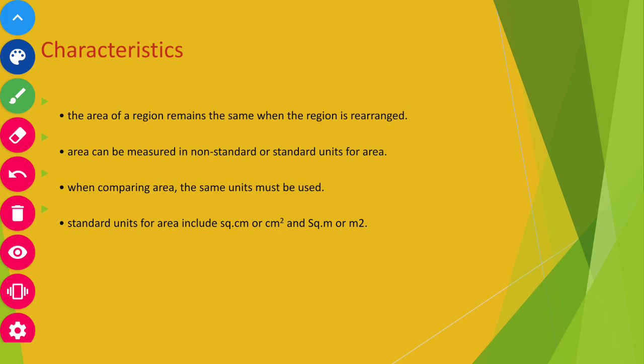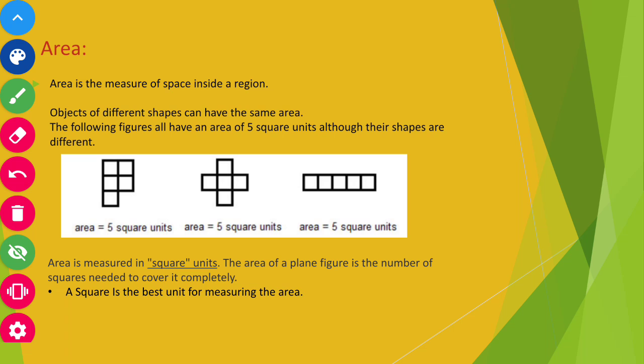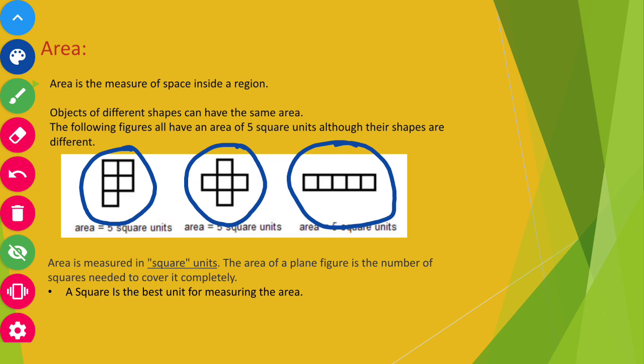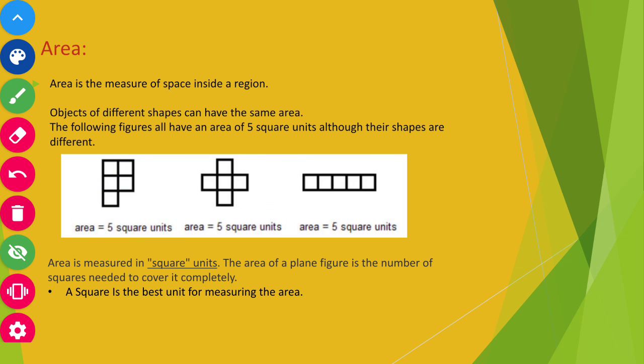Here you can see this shape is different when compared to this shape, and this shape is different when compared to this shape, isn't it? But all shapes have equal area. How many squares are there? 1, 2, 3, 4, 5. So what is the area of this shape? 5 square units. We measure the area with square units, isn't it, children? So what is the area of this shape?